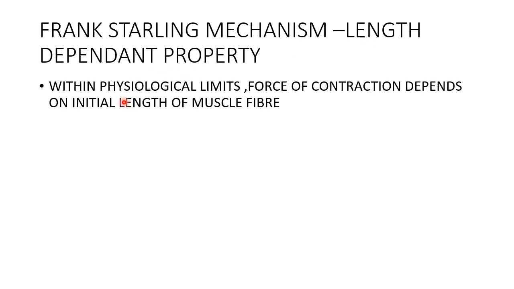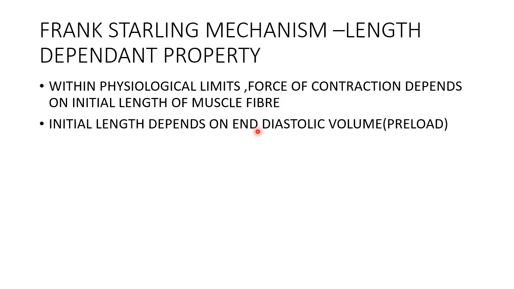Now we have another mechanism in the mechanical property called Frank-Starling mechanism, which is a length-dependent property. So what is that length-dependent property? That is, within physiological limits, the force of contraction of the cardiac muscle fiber depends on the initial length of the muscle fiber. Here, what decides the initial length of the muscle fiber? It is the end diastolic volume. That is the volume of blood remaining in the ventricles at the end of the diastole. It is nothing but the preload.